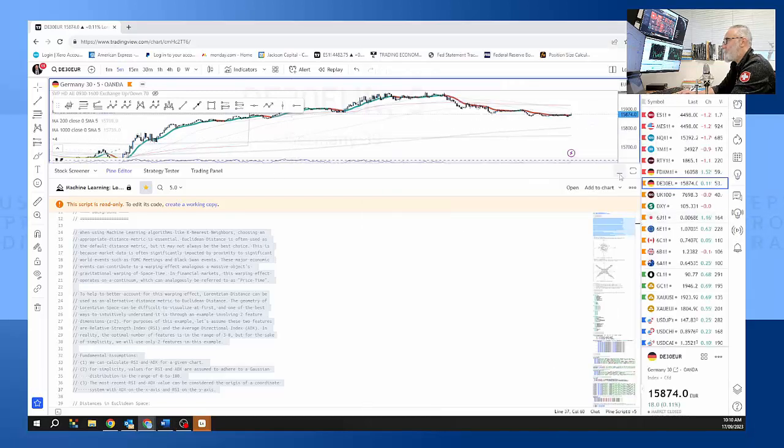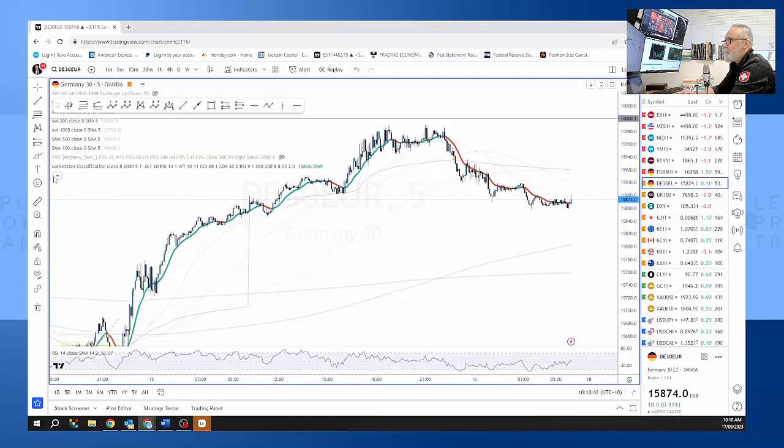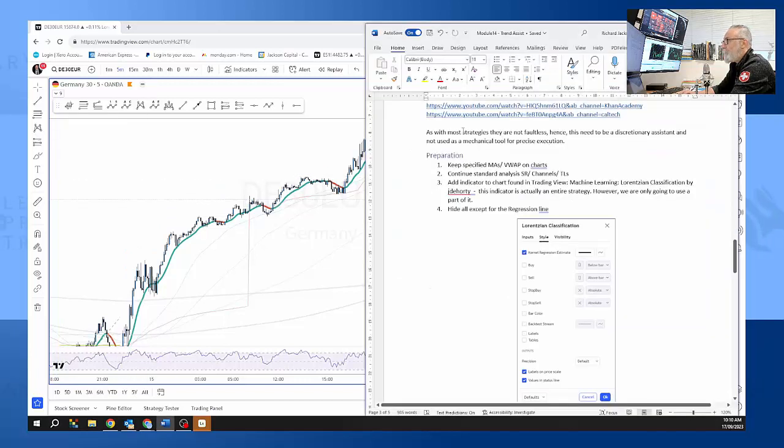Let's get rid of this now. Let's move this away. I think I've already just done it. We are still going to continue using all of the same indicators that we've got on the chart: the SMAs, 1,000, 500, 200, 150. We're also going to continue having the VWAP on there. If you want to put the anchored VWAP on there as well, you can.